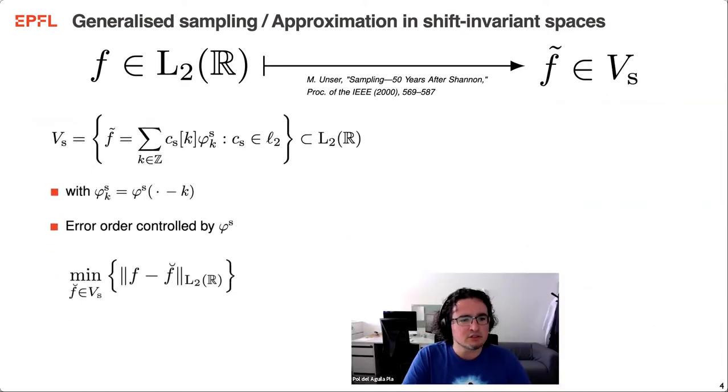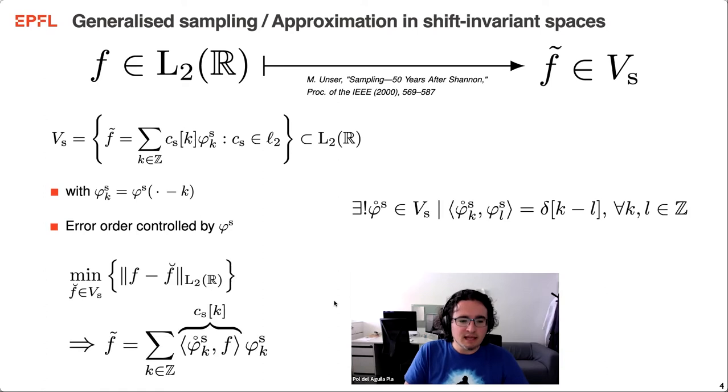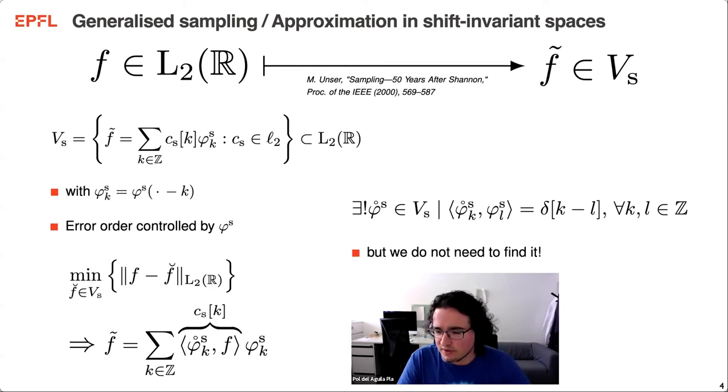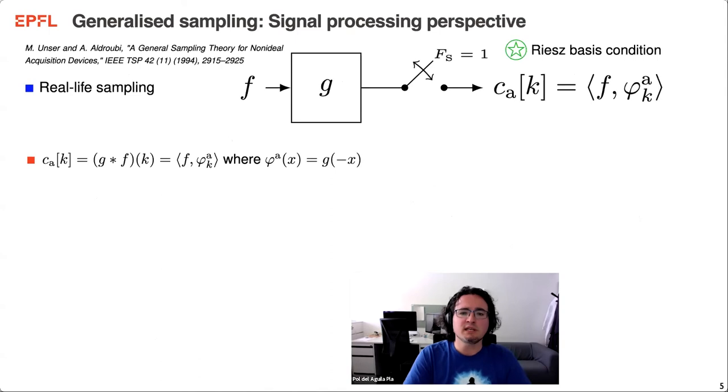So how do we find these coefficients? Basically, if we want the best approximation in this space V_s, the theory tells us that there's a certain so-called dual basis function that follows this biorthonormality property. That just taking inner products with that function of the function we want to approximate will give us the right coefficient. So the good news is that we do not need to find this function in practice, and now you'll understand why I say that.